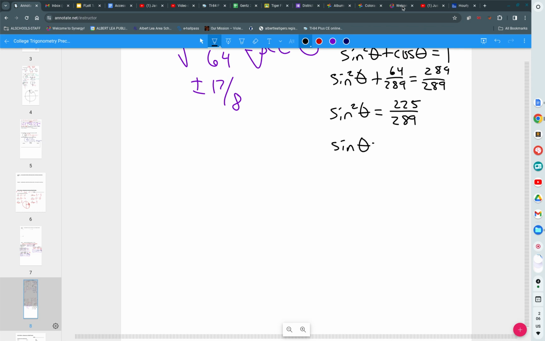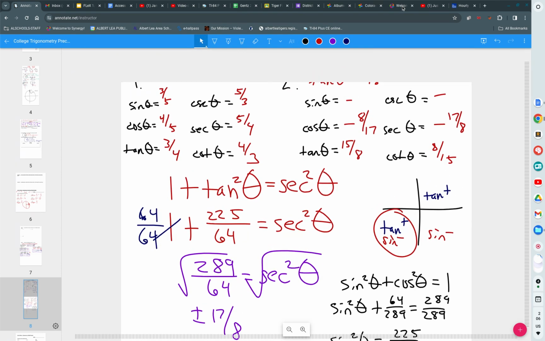So sine of theta is equal to plus or minus 15 over 17. Did we already determine whether it's positive or negative? We did. We already decided we're working in the third quadrant. So we could go back up to our area up here. And we've got that negative 15 over 17, or negative 17 over 15. That takes care of that problem.